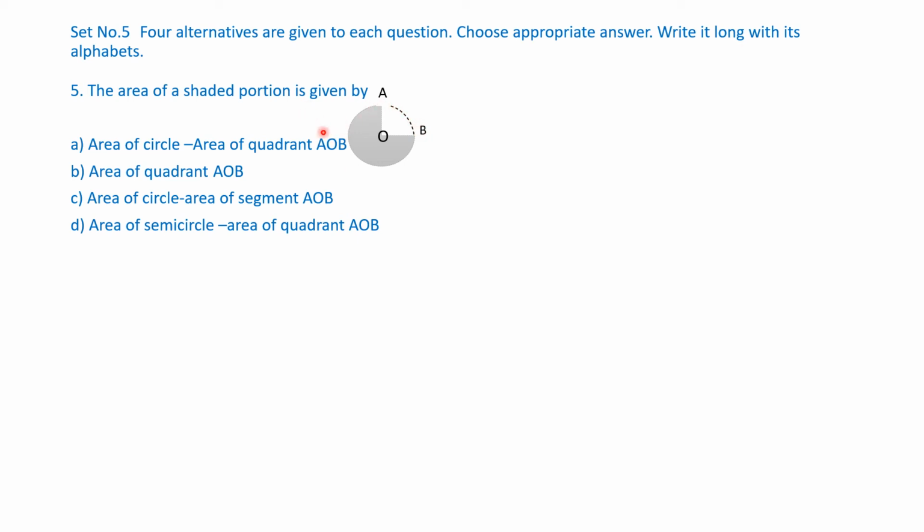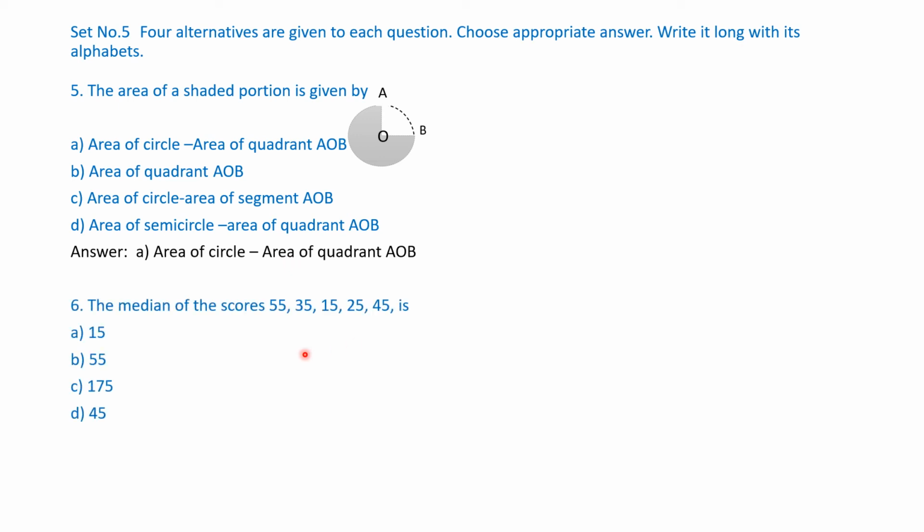The diagram is also given. He is asking, this is a shaded portion, what is its area? Therefore, we have four options. Option A is area of circle minus area of quadrant AOB. This is the answer. All other options are not applicable. Therefore, the answer is area of circle minus area of quadrant AOB.